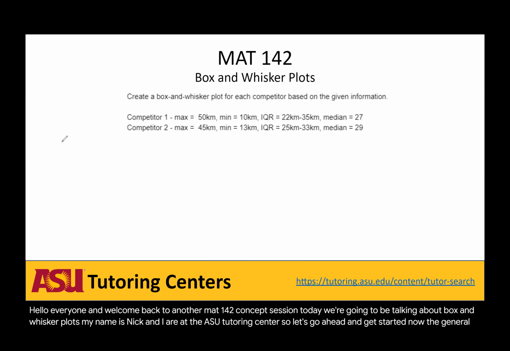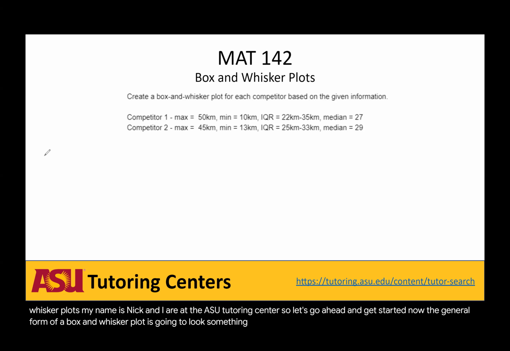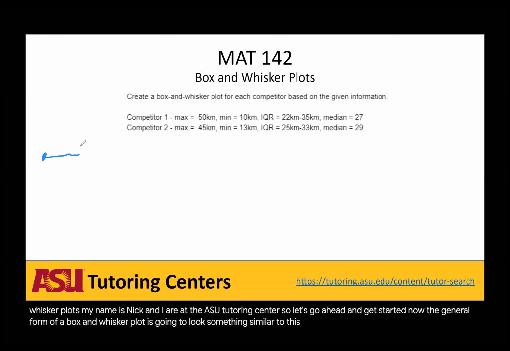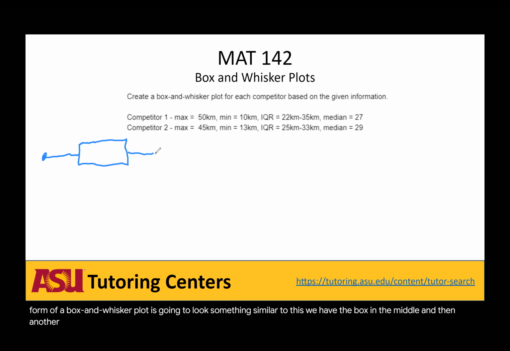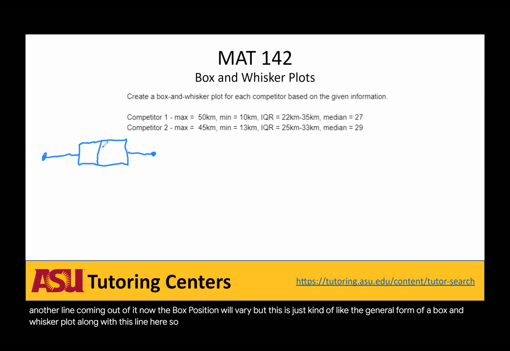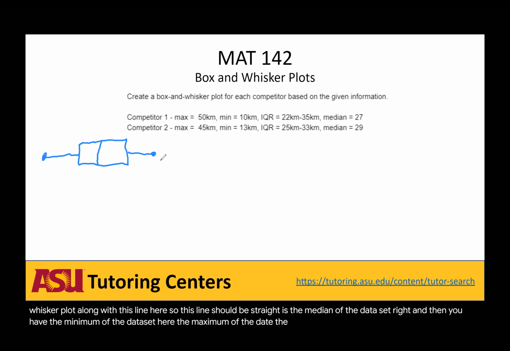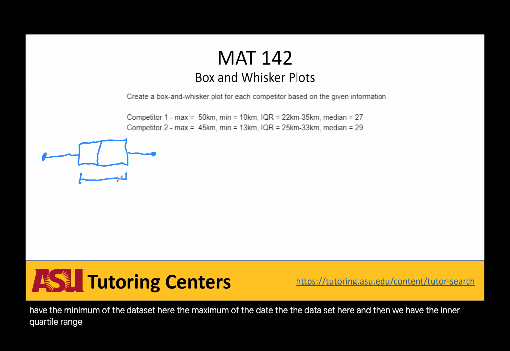Now, the general form of a box and whisker plot is going to look something similar to this, where you have the box in the middle, and then another line coming out of it. Now, the box position will vary, but this is just the general form of a box and whisker plot, along with this line here. This line should be straight, and it is the median of the data set, right? And then you have the minimum of the data set here, the maximum of the data set here, and then we have the interquartile range here, which is this entire box, right?